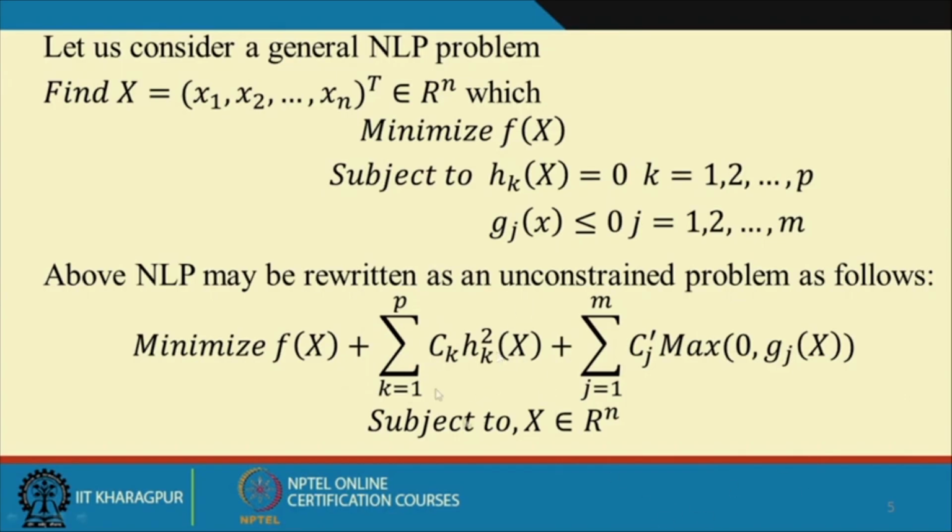Now, you see there are two functions. What is the property of these two functions? This function will be 0 if x is on the constraint, and non-zero if it is not on the constraint, because this is an equality type of constraint. And for the inequality type of constraint, this will be 0 if x is within the feasible region, and non-zero if x does not satisfy all the inequality constraints.